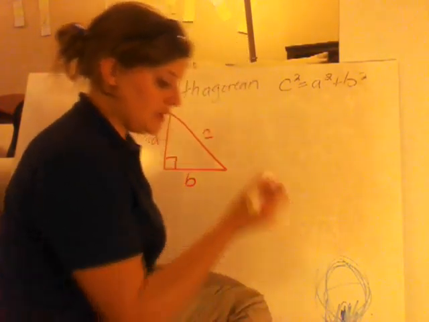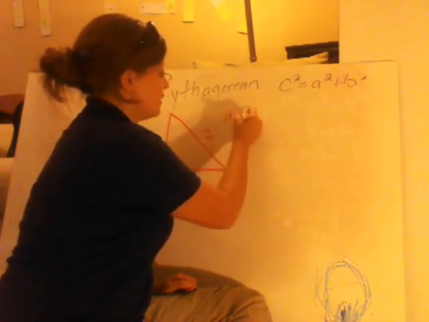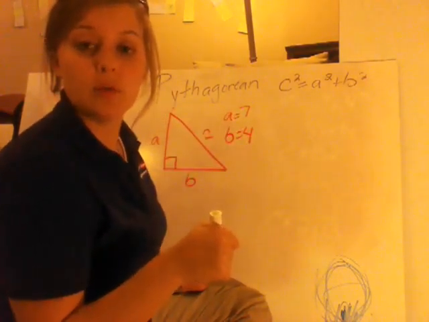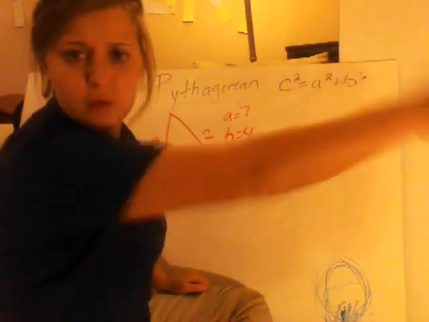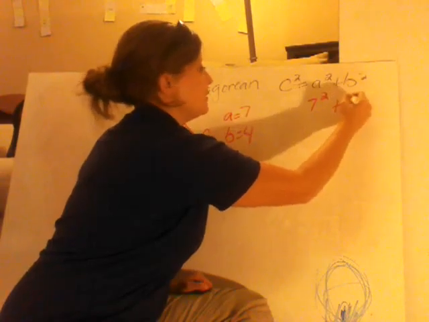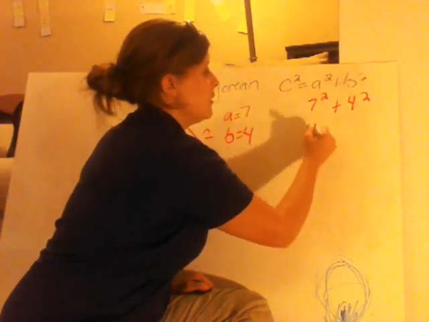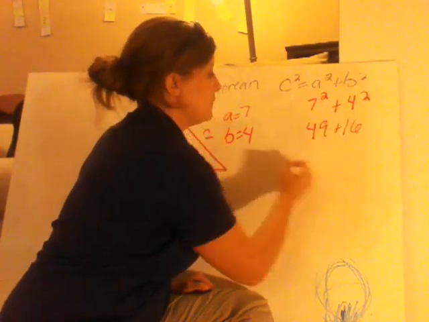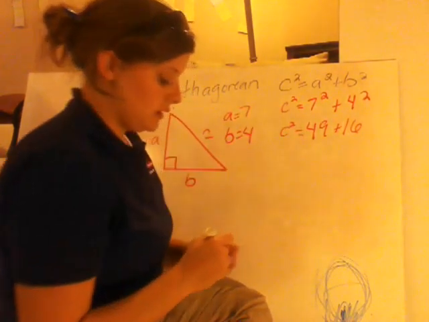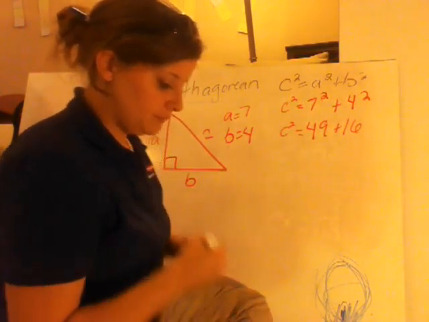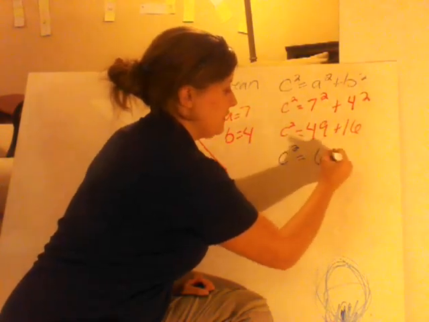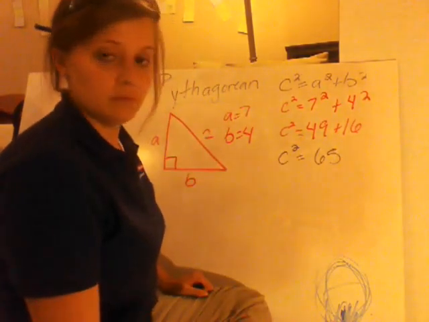Number 11, A is equal to 7. B is equal to 4. We're going to step this up. We're going to speed go. So 7 squared plus 4 squared, 49 plus 16. C squared equals... Now I'm going to switch up colors again. So I've got C squared equals 65.